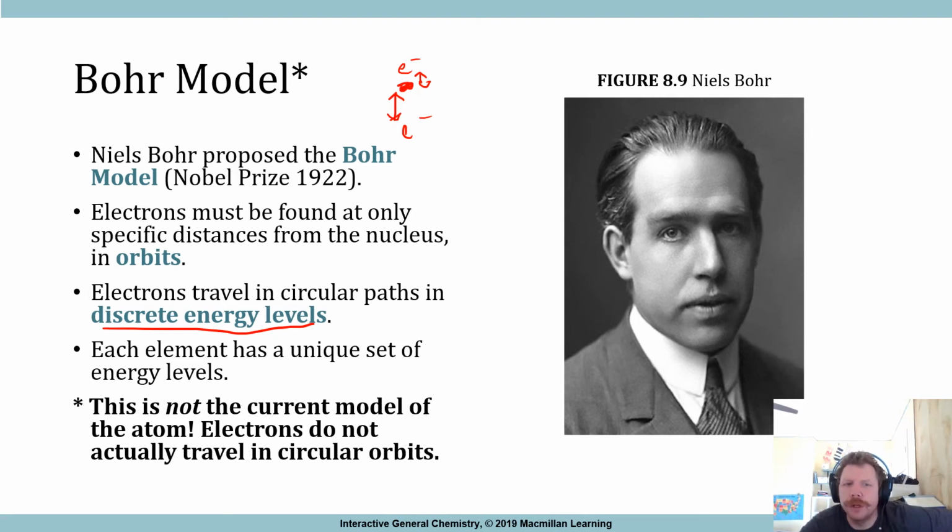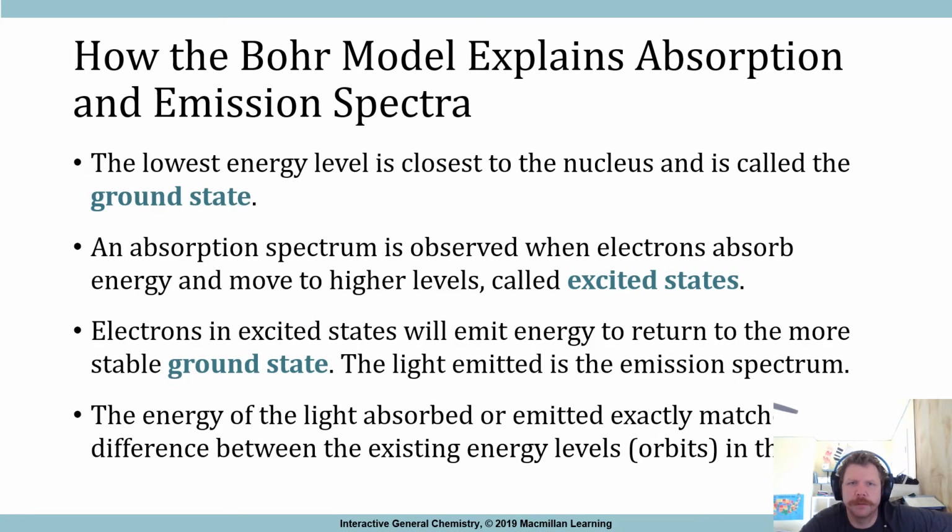Now, what's important to know is, despite him winning the Nobel Prize for this in 1922, this is NOT, we italicized it and I've underlined it, the current model of the atom. But this was very important work which was used to develop the more contemporary and current model for an atom. Electrons do not actually travel in circular orbits. We'll get to that in the next section, 8.3, but we'll proceed.